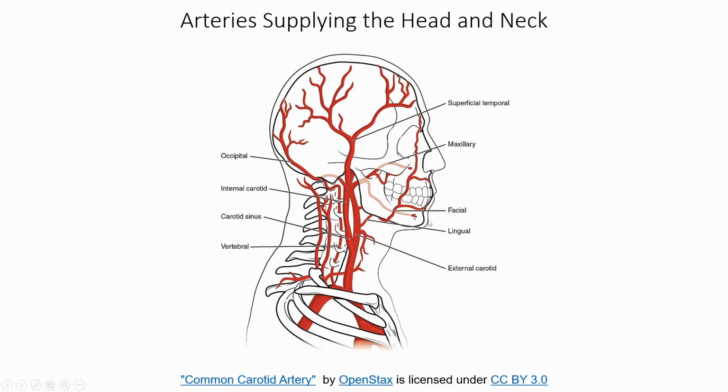We have the lingual, which is going to serve things like the tongue, right? The vertebral, which is running along the vertebra. We have the occipital, which is running along the occipital bone. The superficial temporal, the maxillary, which is coming up from there and servicing that maxilla region, and then the facial, which is going up and around the mouth, right, up along the nose there. So not too crazy, because again, most of these are named for what they're associated with.